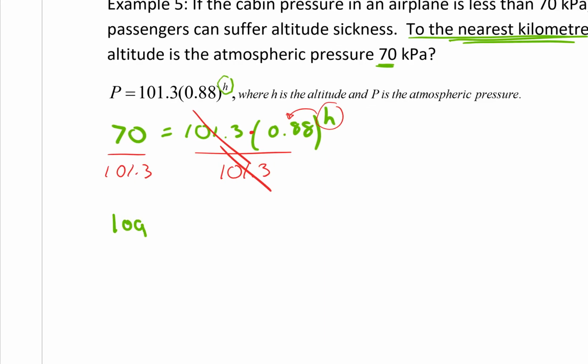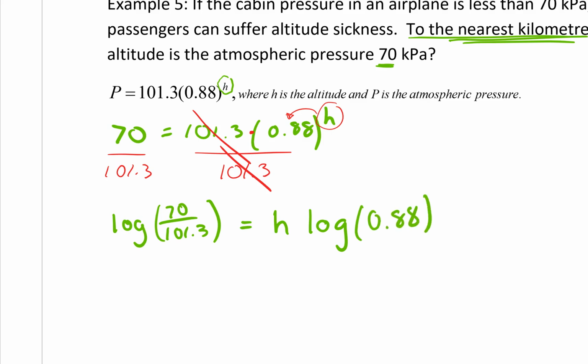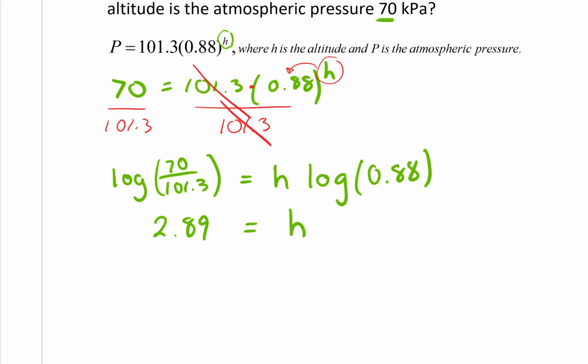Okay? And I'm not going to actually do that. I'm just going to take log of both sides now. I can see that's going to be a decimal. I don't want to round off yet, so I'm just going to leave it like that. And then if I take the log of the other side, I'm going to put H in front right away. All right, so that's what I get. And I can now divide by log of decimal 88 to isolate H. And when I do that, I get 2.89. And what's 2.89? Is 2.89 kilometers.